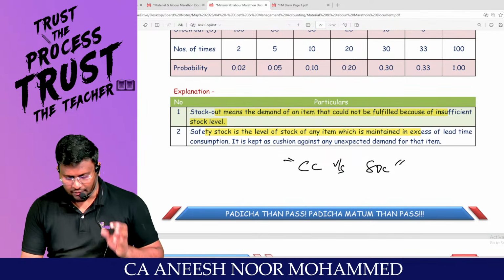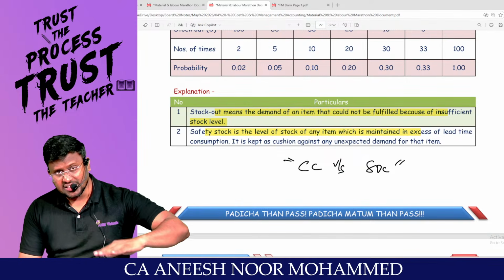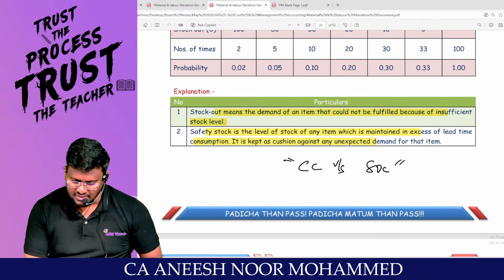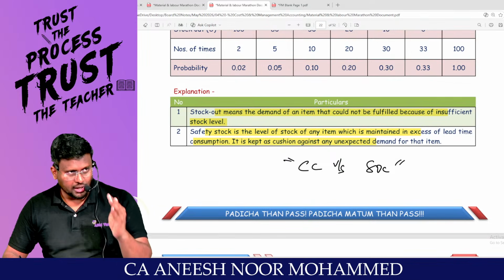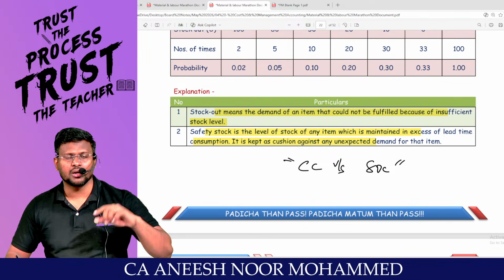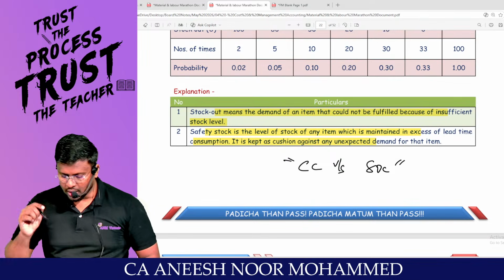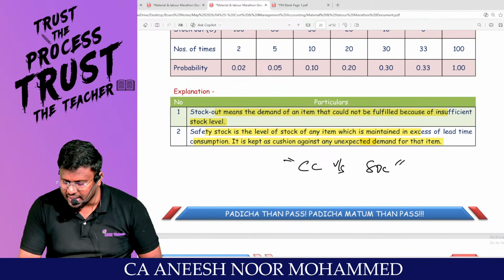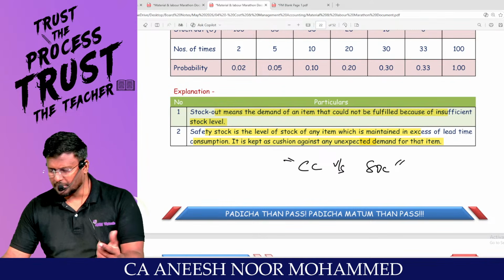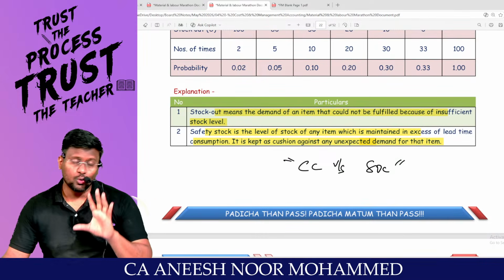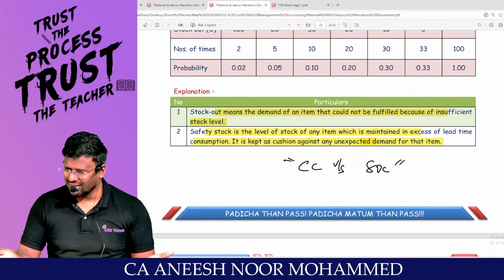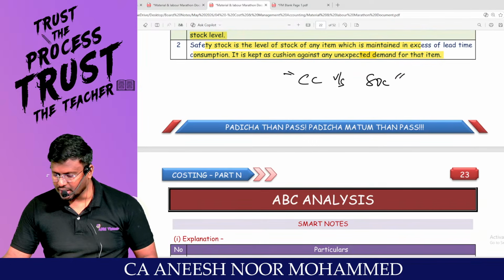Safety stock is a level of stock of any item which is maintained in excess of lead time consumption. Super. So this is not lead time consumption stock. Over and above the lead time consumption, I'll be keeping a safety stock. That's what it is, kept as a cushion against any unexpected demand for that item. Suddenly, if a customer comes and asks for this many tires, I don't want to tell that customer we don't have it. For that only I have to maintain the safety stock.